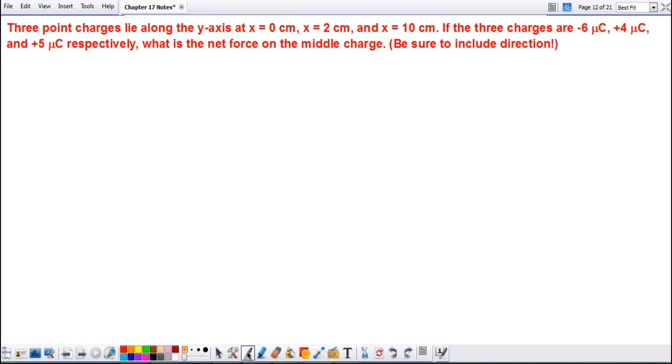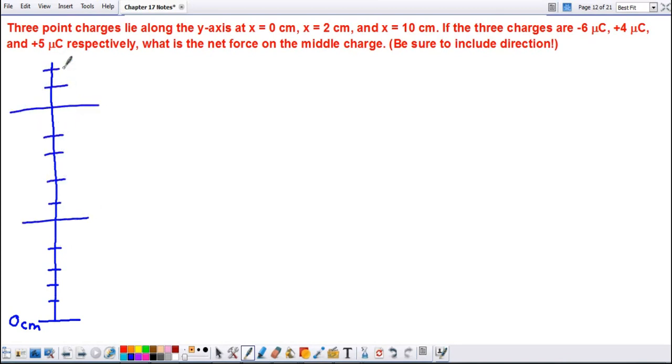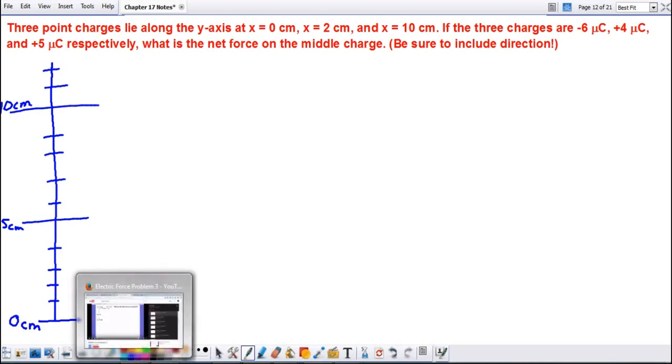Step 1, we're going to draw a picture. So it's along the y-axis, so we'll go ahead and draw the y-axis. And we had 0 centimeters, 2, and 10. So I'm going to make this bottom point the origin. So 0 centimeters, and 1, 2, 3, 4, 5, 6, 7, 8, 9, 10, 11, 12. All right, and then we'll label this. This is 5 centimeters and 10 centimeters. Okay. Now let's go ahead and label some more things.